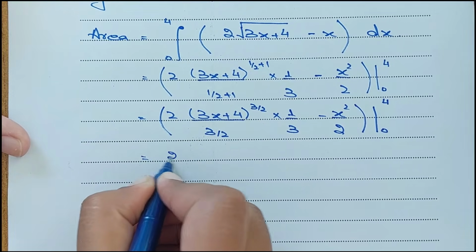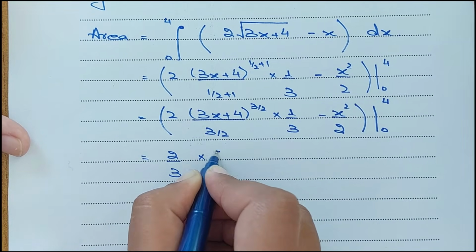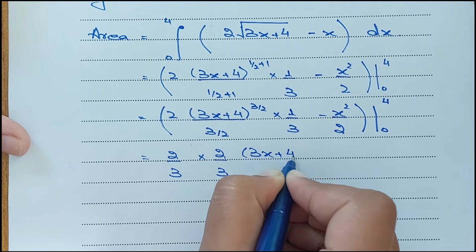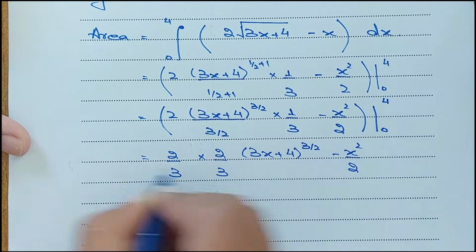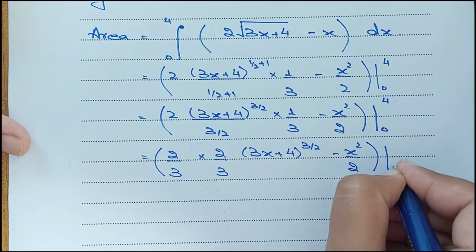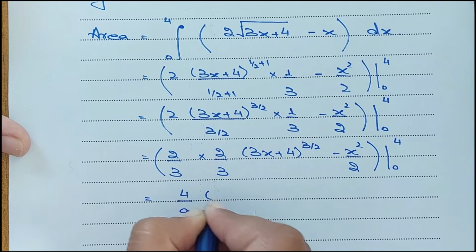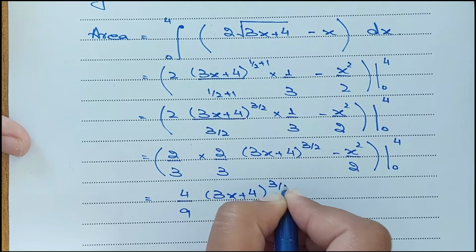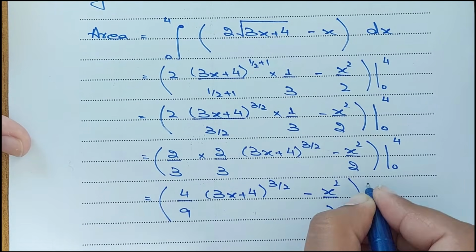Further simplification: we have 2 by 3 times the reciprocal of 3 by 2, which is 2 by 3. 3x plus 4 to the power 3 by 2, minus x squared over 2, between 0 and 4. So 4 over 9 times 3x plus 4 to the power 3 by 2, minus x squared over 2, between 0 and 4.